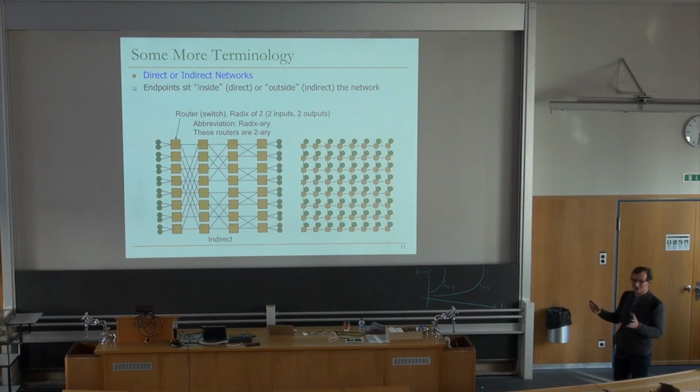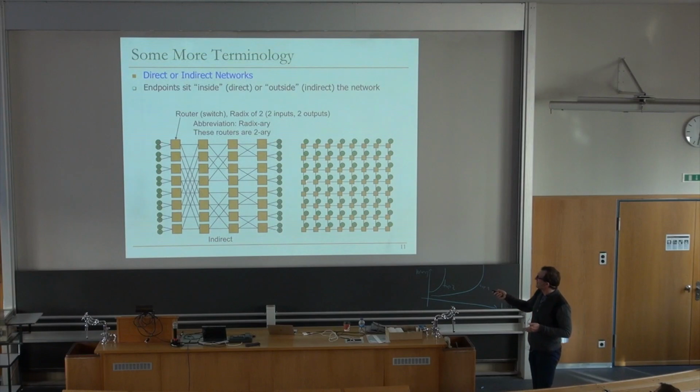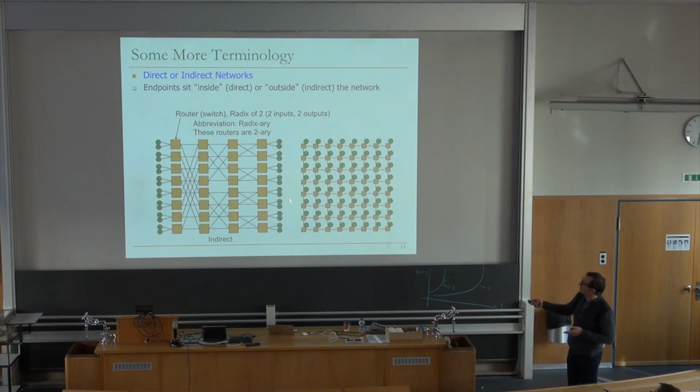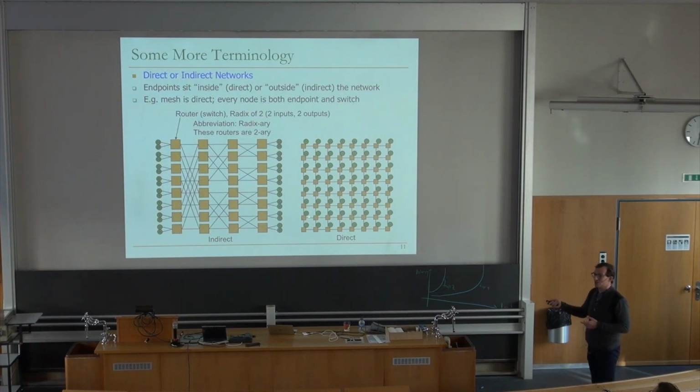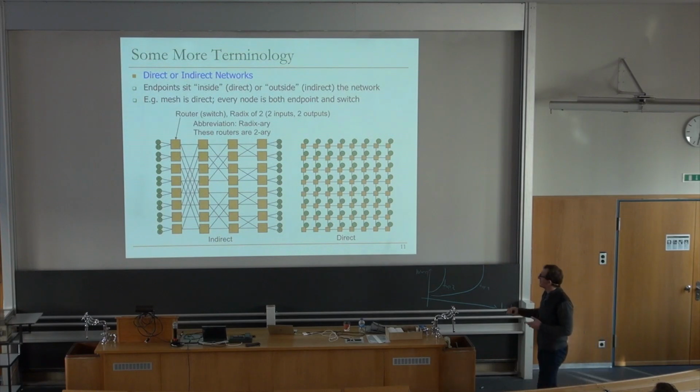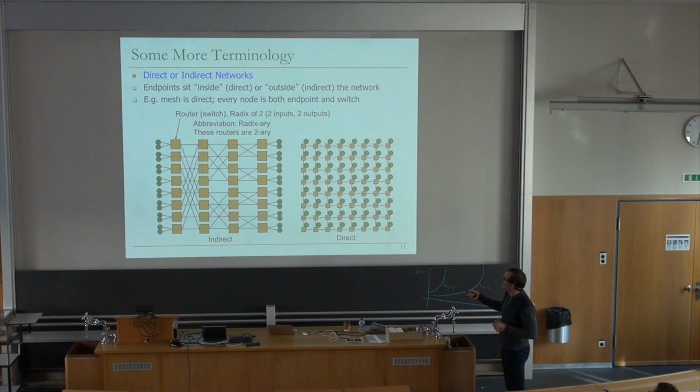In this case, I made a direct mesh because the green parts are essentially everywhere, as you can see. It's inside the network also. It's a direct network. Every node is both an endpoint and a switch. And you can see the routers over here, at least this router over here is 4-array. Actually, it's 5-array because there's an input port and an output port into the green thing over here also. And then there are 4 input ports and 4 output ports to the neighbors.